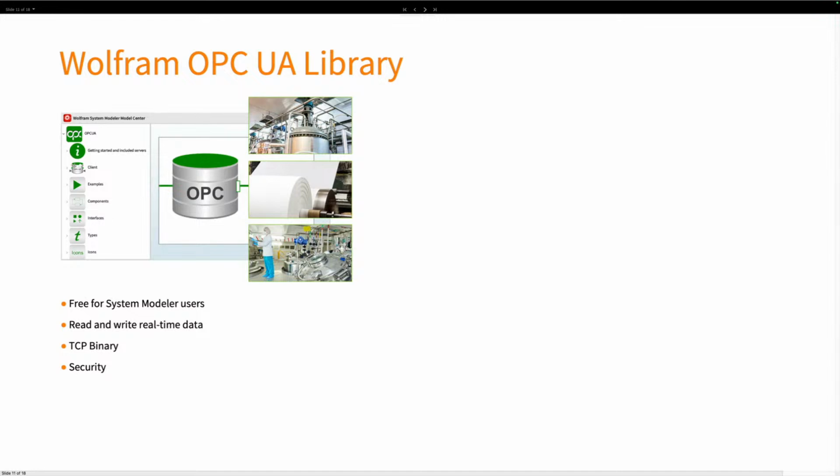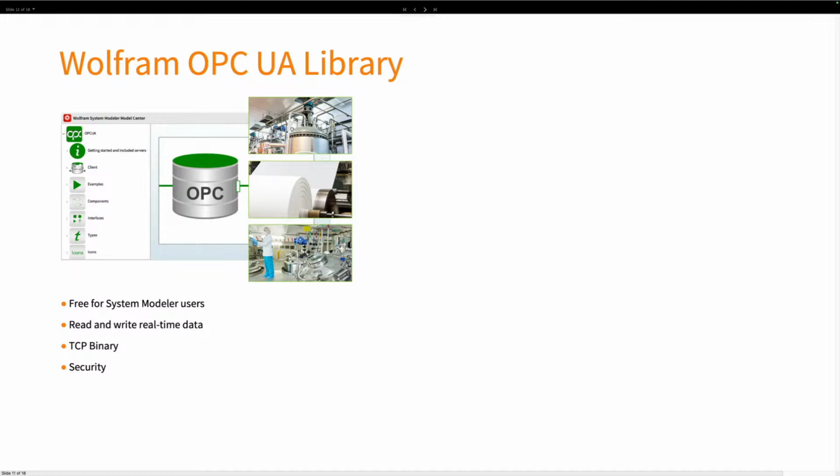So for connecting System Modeler models to OPC UA servers, we have the Wolfram OPC UA library. It is available to System Modeler users as a free download from our library store. And the library enables real-time data exchange with an OPC UA server by providing components for reading and writing node values.